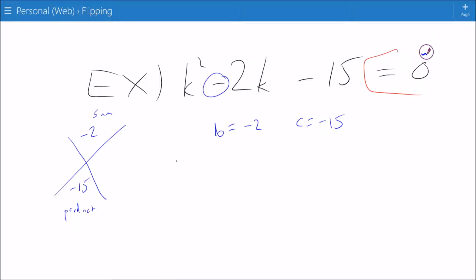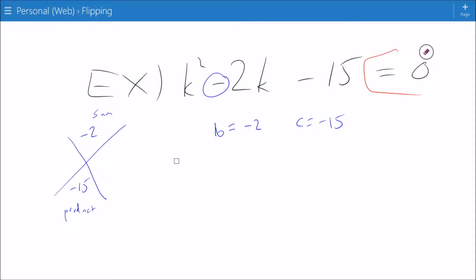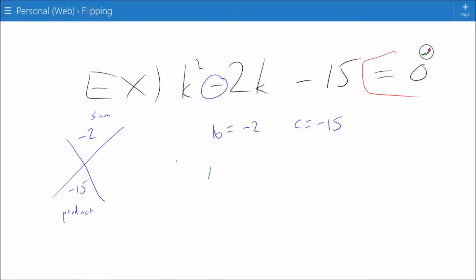So I can start listing out some of the factors here of negative 15. I could have 1 and negative 15. Let me change colors for this just to make it a little bit clearer. Okay, I could have 1 and negative 15. If I add those together, they'll give me negative 14. Not going to work.